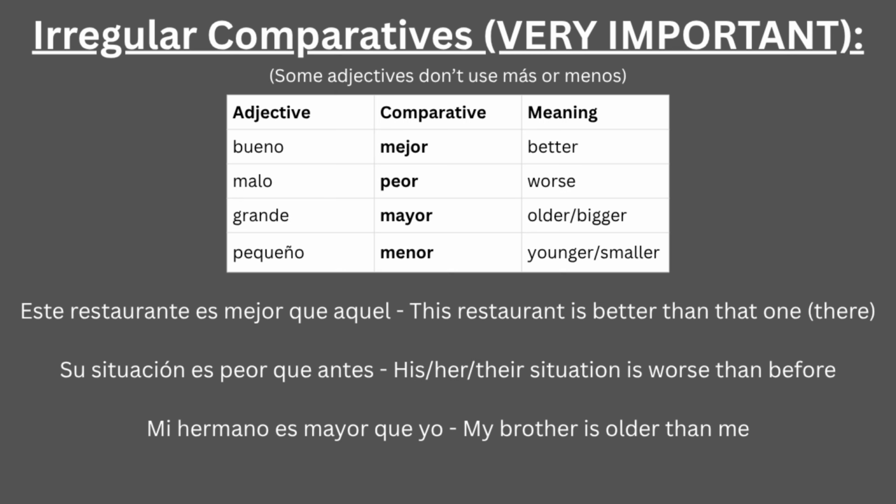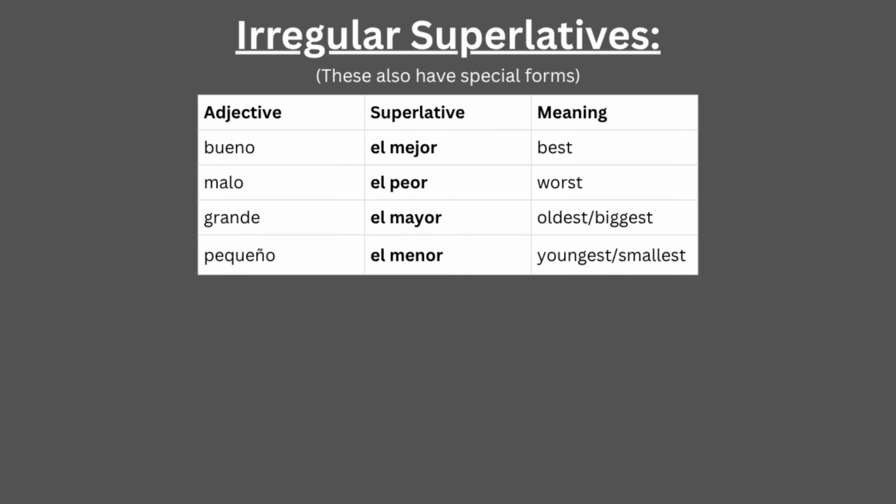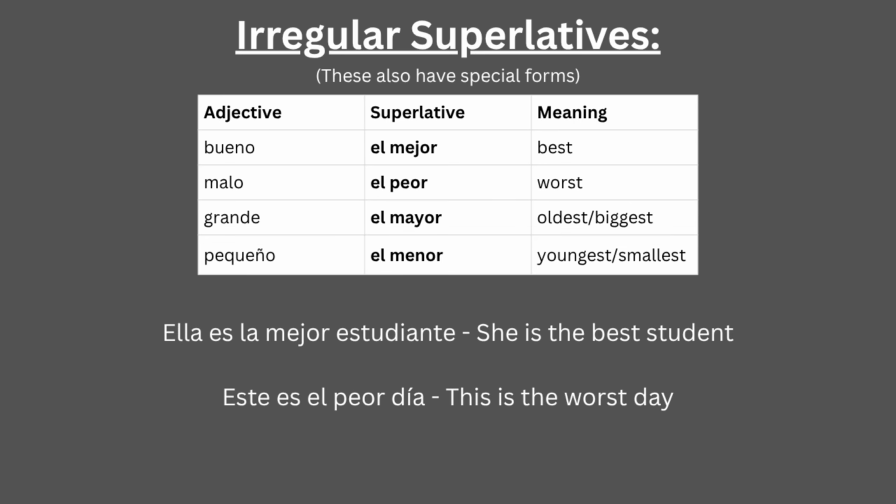Aside from comparatives, such words are also irregular in the superlative form, which uses definite articles. El mejor, el peor, el mayor, el menor. A few examples are: ella es la mejor estudiante. Este es el peor día.